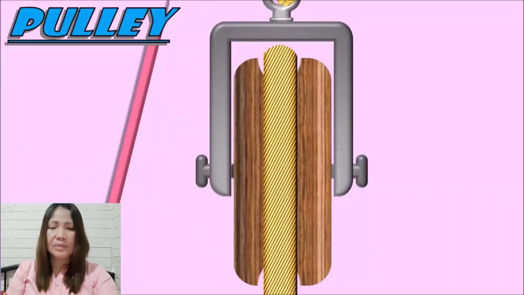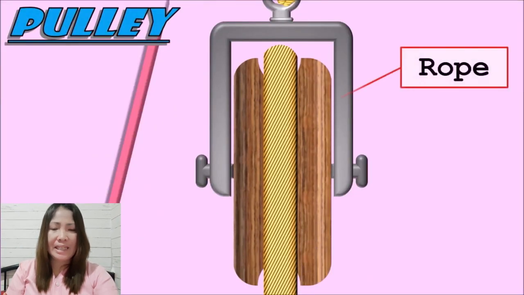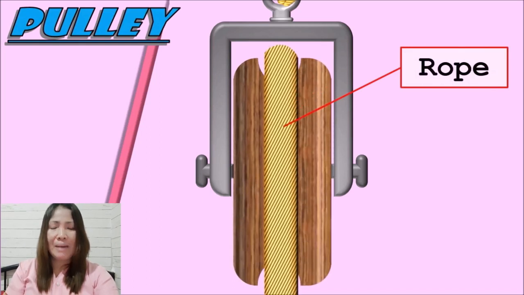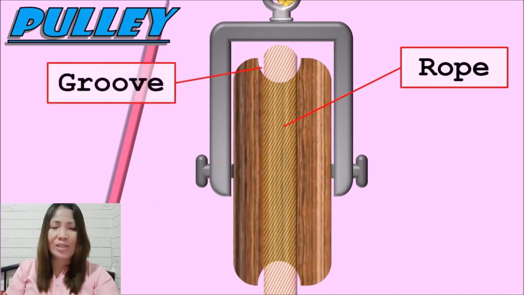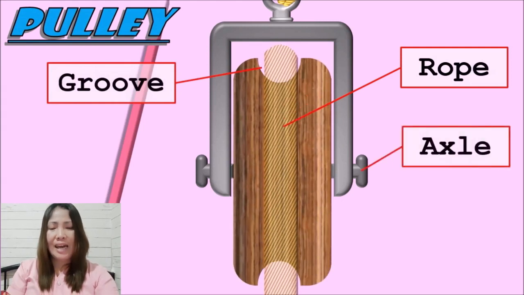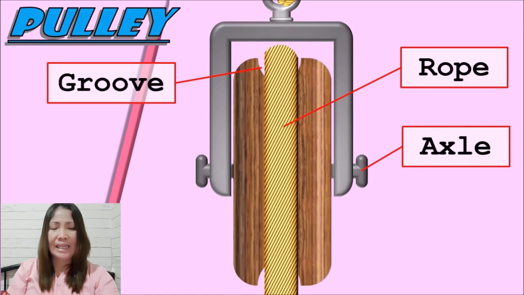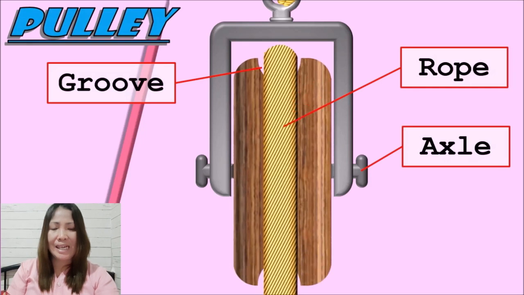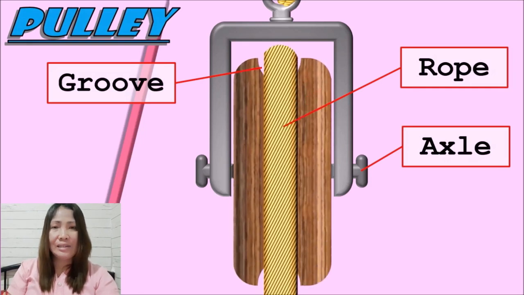Rope. Ito yung lubid na nag-i-slide sa loob ng groove ng wheel. Groove. Mahalaga ang groove dahil dito na nakakapit ang lubid. Axle ay ang mounting bracket na kinakabitan ng wheel para makaikot ito habang nag-i-slide ang lubid.